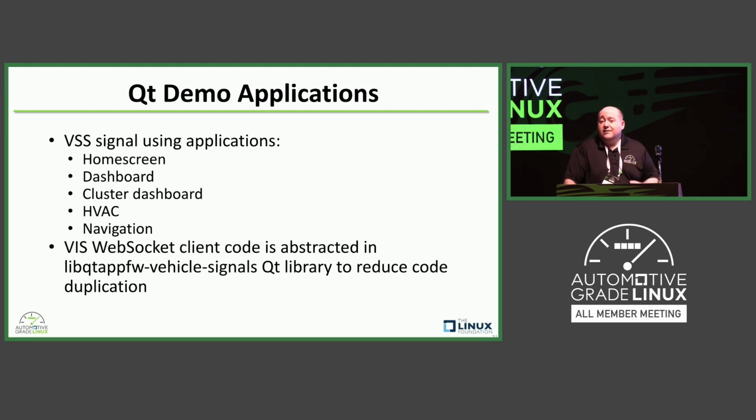You might have seen our Qt and Flutter demos. In both of them, they have a suite of apps that have been changed to use VSS signals. The home screen has the volume control. The dashboard and cluster dashboard use the speeds and things like that. For the HVAC, when you change those temperatures, it's changing a VSS signal, and then the AGL service HVAC is seeing the change. In the Qt demo, the navigation is also going through VSS. There's a series of navigation signals in there.